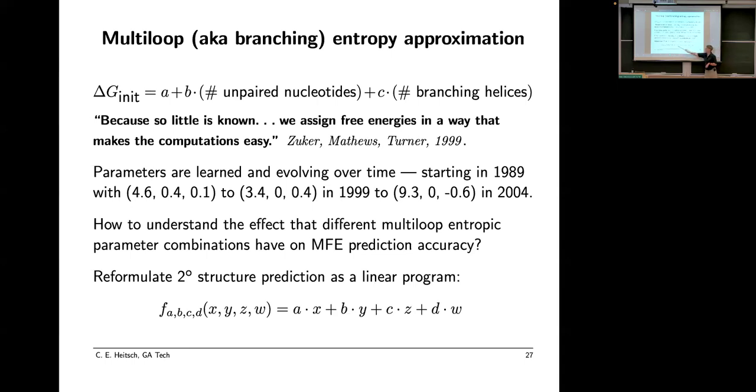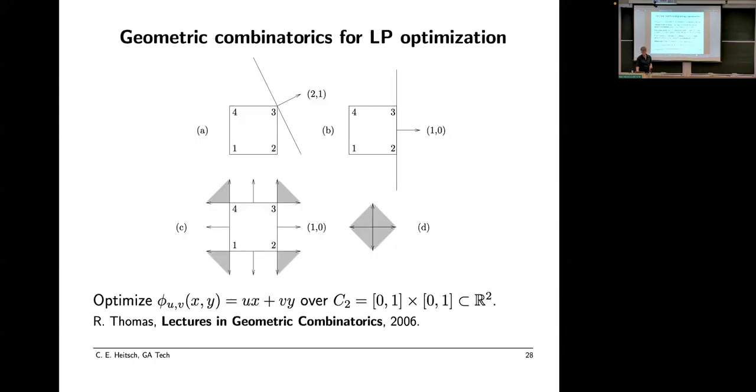So we've really been focusing on the A and C trade-offs. A is the initiation penalty, and C is the penalty for the complexity, which is the number of branches in the loop.